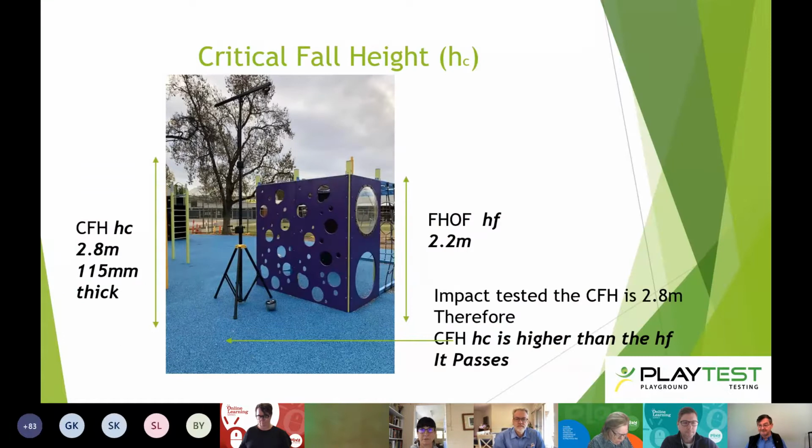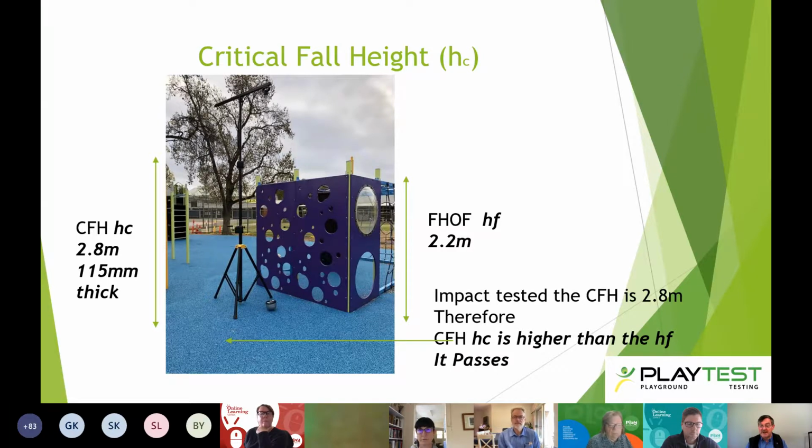So, critical fault height. Let's jump into it. This is showing what the critical fault height means to a playground. So the critical fault height is related to the surface. This relates to the falling height of the equipment and has to be greater than the equipment. So the critical fault height of the surface is greater than the fall from the equipment.